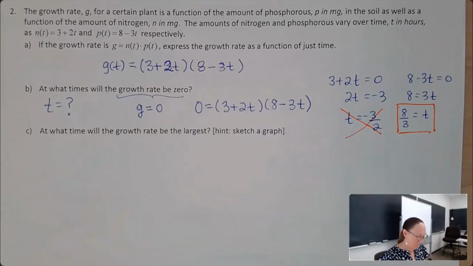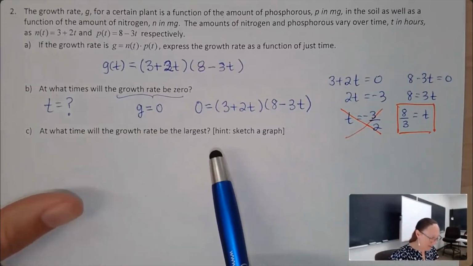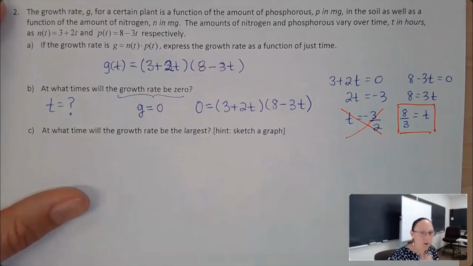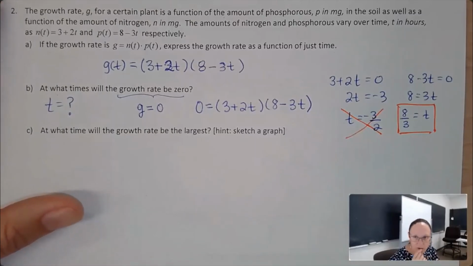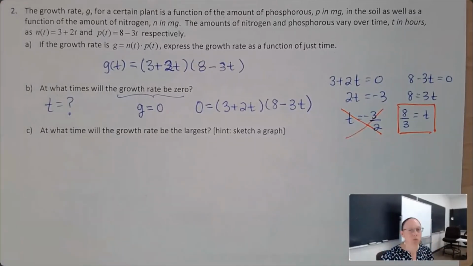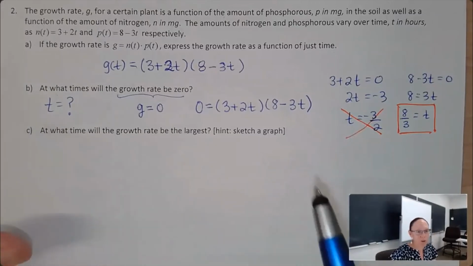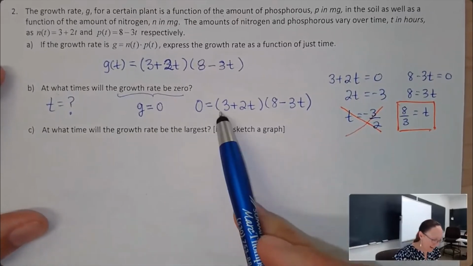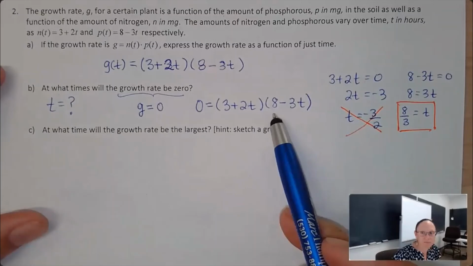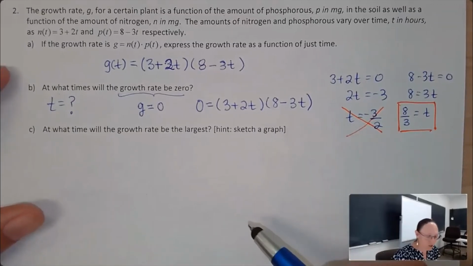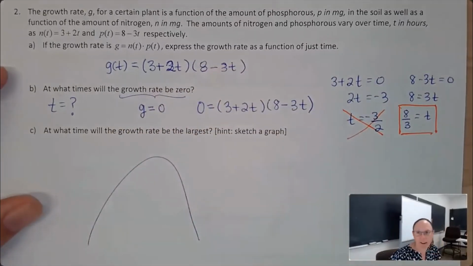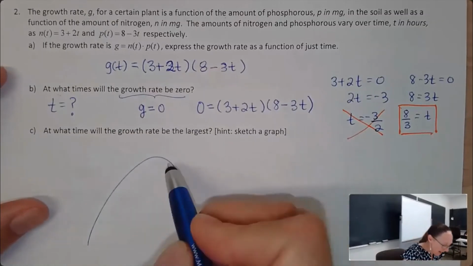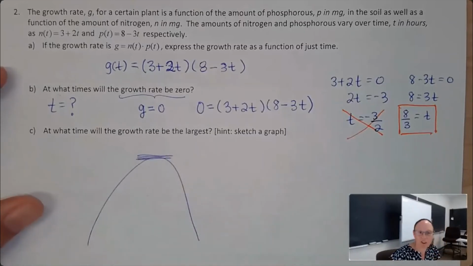Now part C, at what time will the growth rate be largest? So we could sketch a graph, or we can just think generally about what's going to happen when we do sketch that graph. So if I'm trying to figure out when the growth rate is largest, first of all, I know it's quadratic. If I'm looking for the largest, it must be concave down. And if I'm trying to find the largest, I'm looking for where that vertex is.